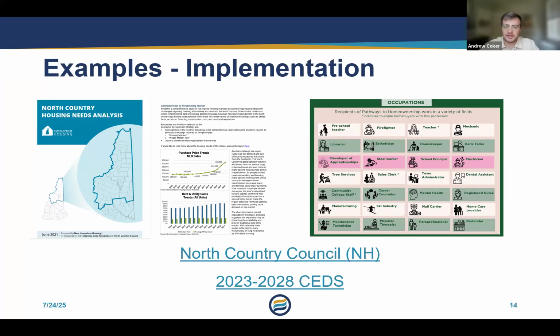There are also some cool graphics that I think are really important, again, in displaying that connection between housing and economic development. The recipients of Pathways to Homeownership work in a variety of fields, right? You have to have every single occupation on this list in order to have a functioning community and a thriving community. So they pulled information about their Pathways to Homeownership program, about folks who were using that loan program, and included that in their CEDS process. So really cool examples, I think, again, connecting housing to economic development and to economic success in the region.